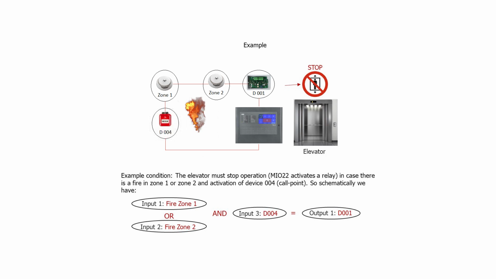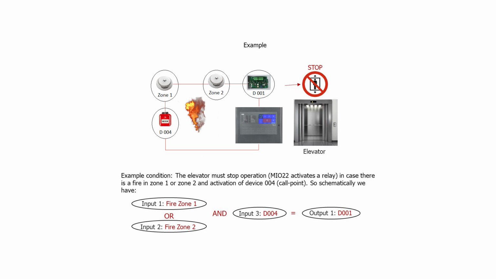In this example, the elevator must stop operation in case of a fire in Zone 1 or Zone 2 and activation of the manual call point. We are using a relay output of the MIO-22 module that is going to stop the elevator. The difference here is that we have the additional requirement that says we will also need a signal from the call point in order to trigger the logical scenario.